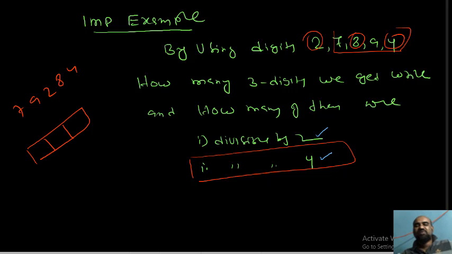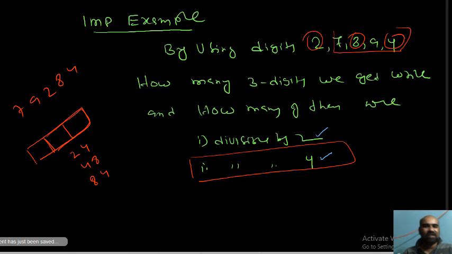What is the divisibility rule of 4? If the 2 digit number formed by the last 2 digits of a given number is divisible by 4, then the total number is divisible by 4. So your last 2 digits are 24, then the total number is divisible by 4. Understood? What else? 48, 84. Try to write the possible 2 digit numbers which are divisible by 4. After that I will say how to find the answer.